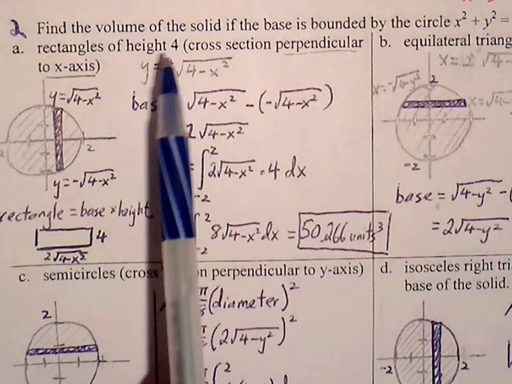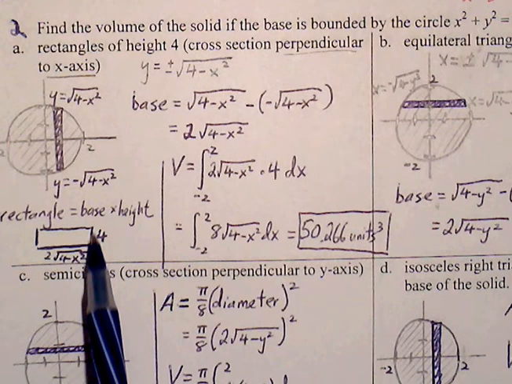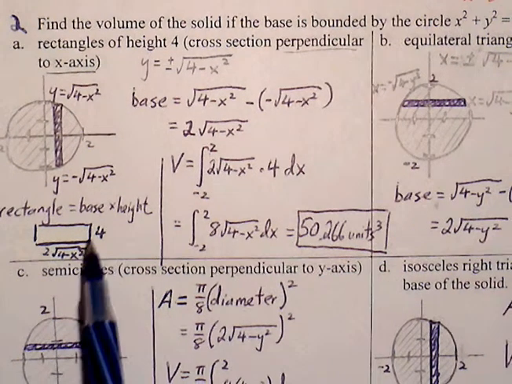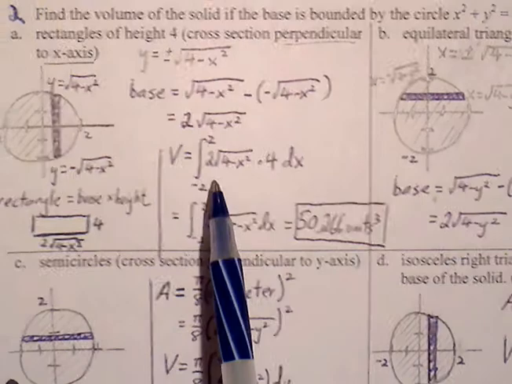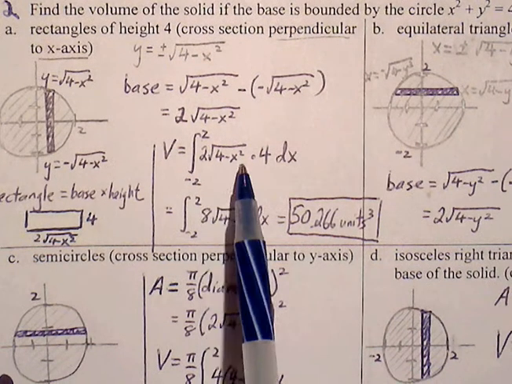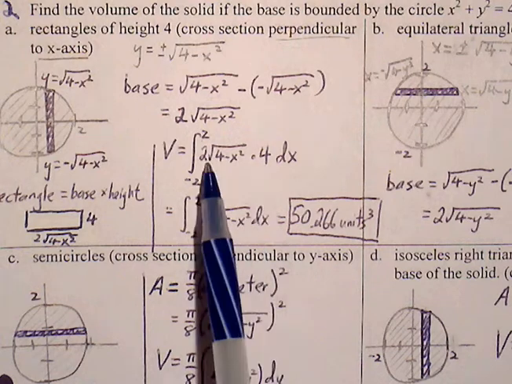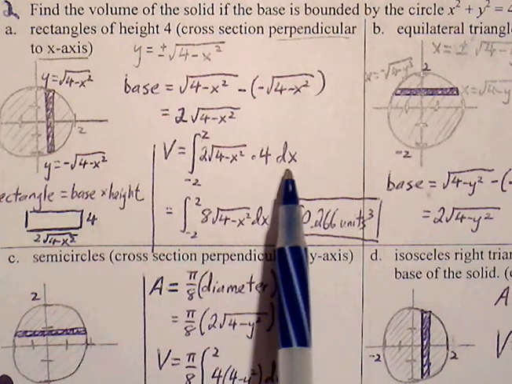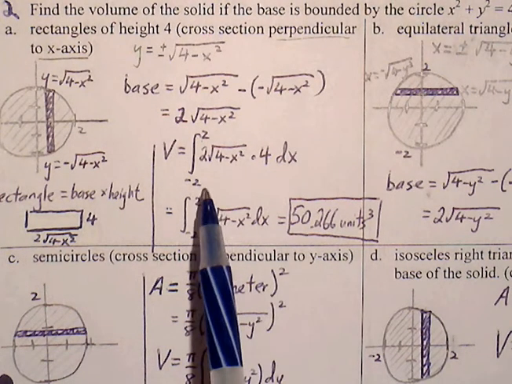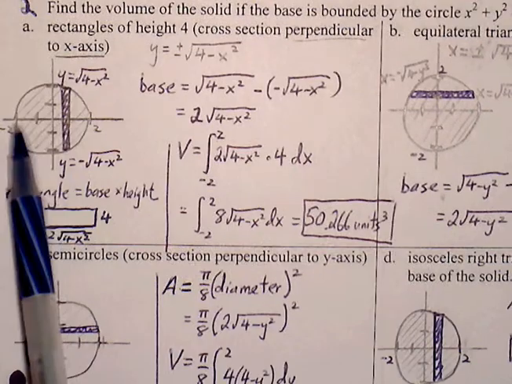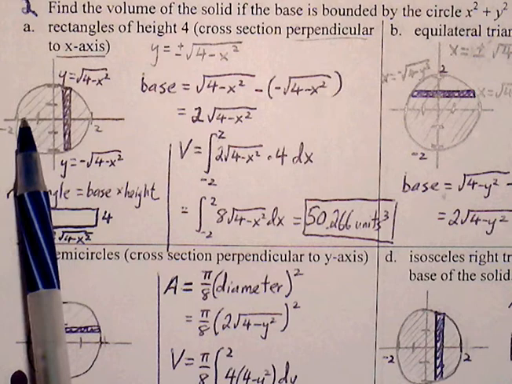But they're telling us that the height is 4, so I'm going to just draw a vertical to represent the 4. Now the area of a rectangle is simply base times height, so I'm going to plug that in our formula. Base times height, dx, right? Area of our known cross-section, which is the rectangle, dx represents the width, and our bounds are from -2 to 2, because those are the x values that we're dealing with, right?